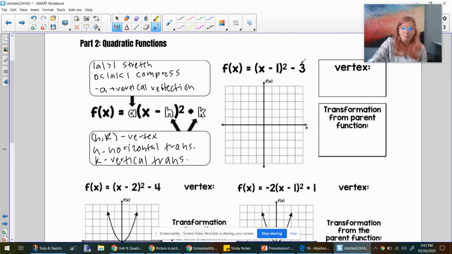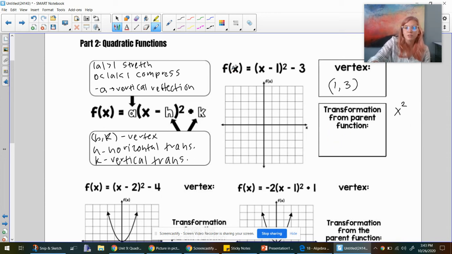So let's look at this example here. f(x) equals (x - 1) squared minus 3. Well, my vertex is (1, -3). And I need to find my transformation from the parent function. Well, the parent function for a quadratic is x squared, because this would be the same as saying x squared plus 0x plus 0.